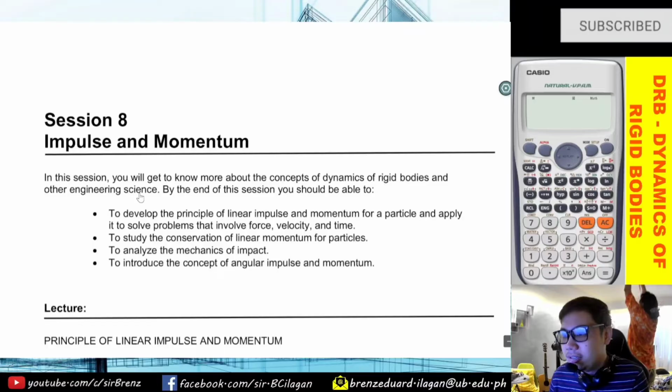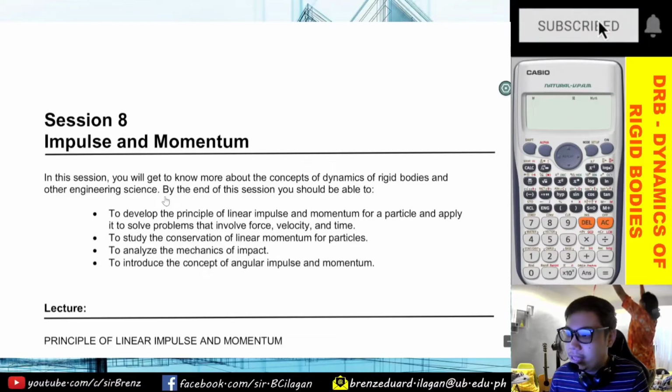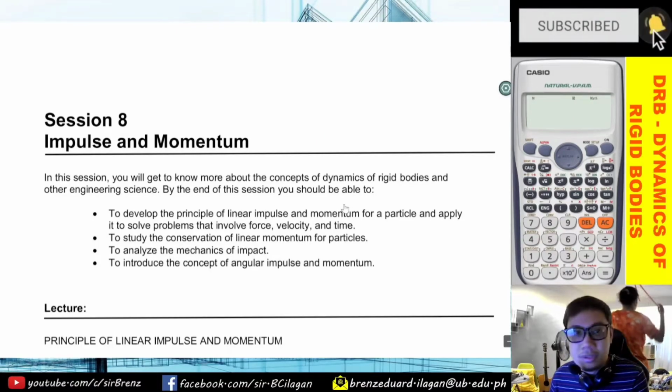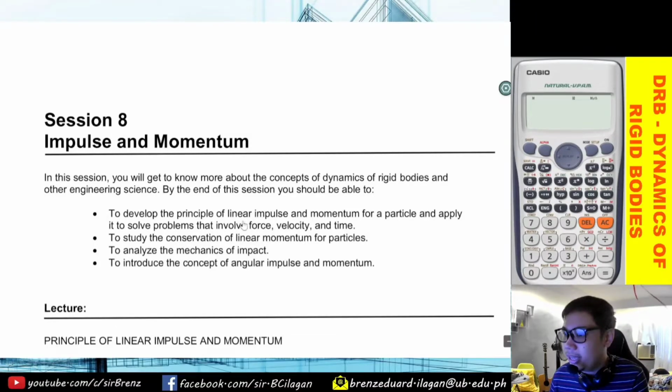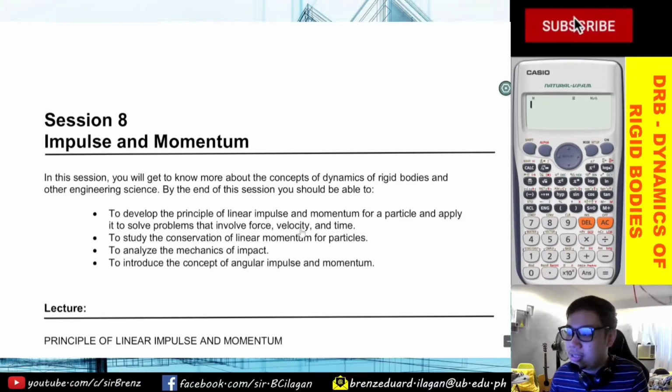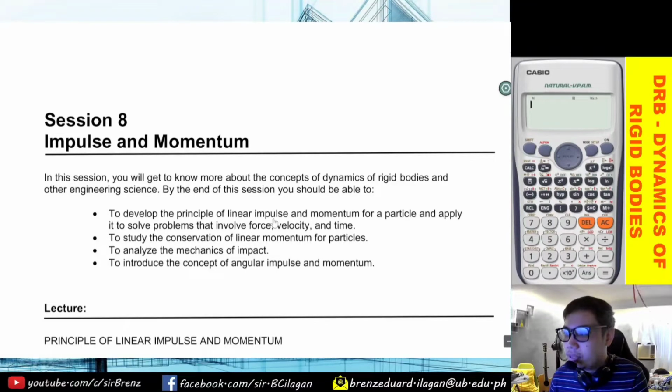So in this session, you will get to know more about the concepts of dynamics of rigid bodies and other engineering science. And by the end of this session, you should be able to, for number 1, develop the principle of linear impulse and momentum for a particle and apply it to solve problems that involve force, velocity, and time. Okay, so pag ang unknown daw is itong tatlong to, it's better to apply the principle of the impulse and momentum.